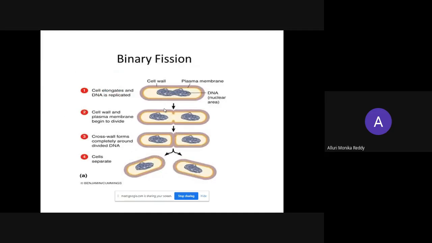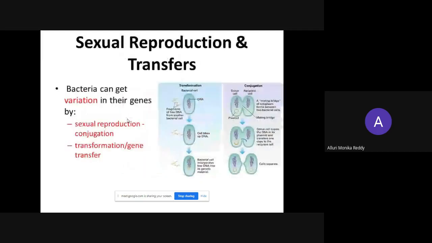First, the cell wall, plasma membrane, and the DNA nuclear material where the replication takes place. The cell wall and plasma membrane begin to divide, and the cross wall, a ring or wall that forms between the two cells, leads to the division, and the cells get separated with their own inherited chromosomal materials.